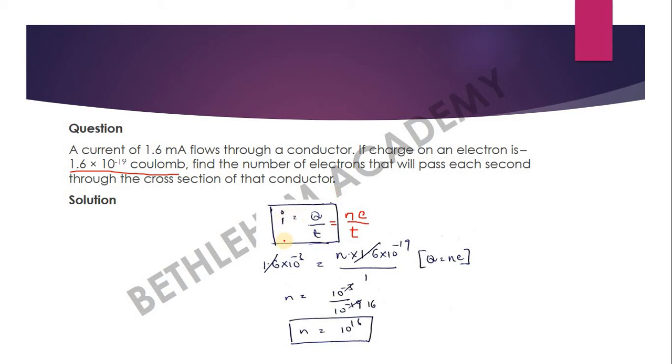We are given current equal to 1.6 milliamperes, or 1.6 into 10 power minus 3 amperes. N is not given, that is what we need to find out. And e is given as 1.6 into 10 power minus 19 coulombs. The time taken for all these electrons to flow through is equal to 1 second. So on substituting all of them, we get a value of N is equal to 10 power 16.